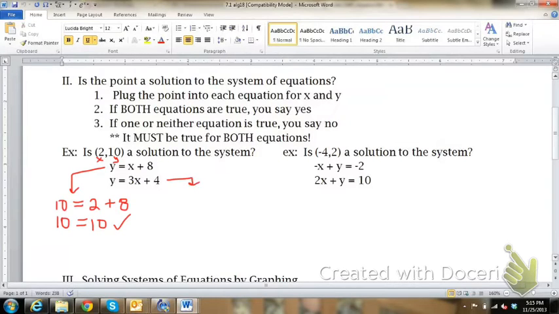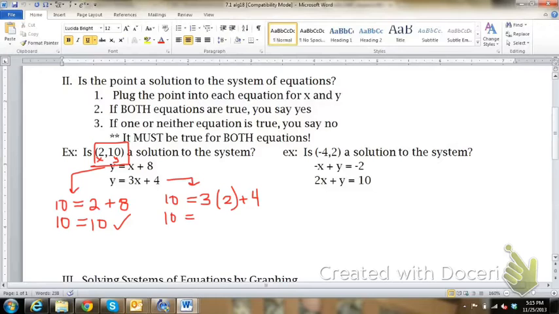Let's try the next one. It has to work for both, so just because it works for one doesn't mean I can stop. Instead of y, I'm going to say 10 equals 3. Instead of x, I'm going to use the 2 plus 4. And again, I'm getting these numbers from the point that they gave you. They're going to give you a point.